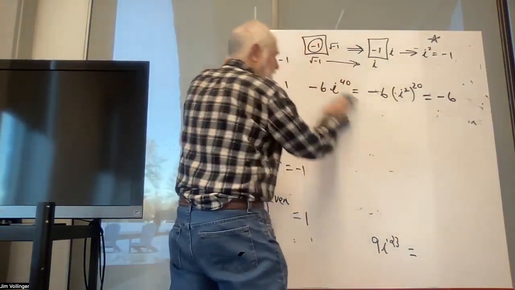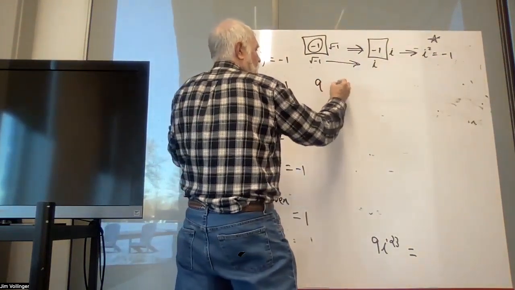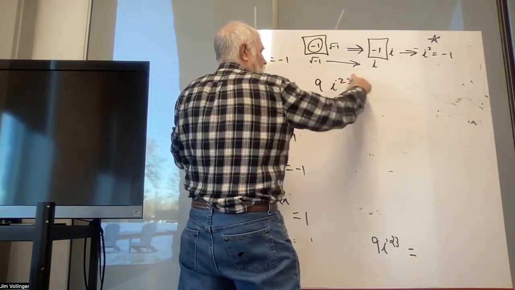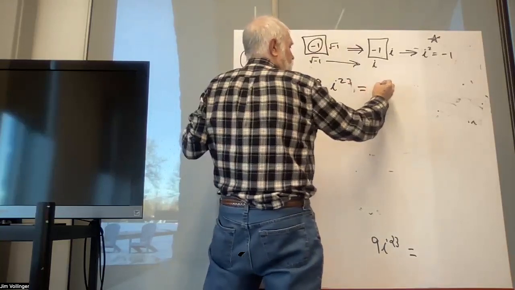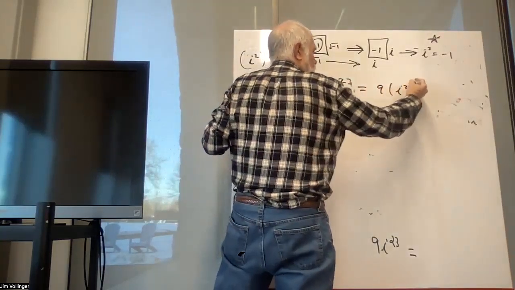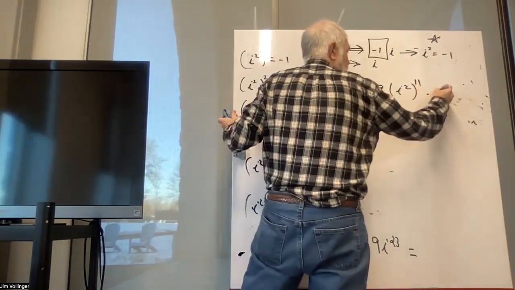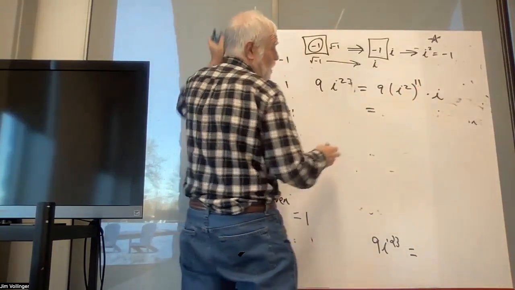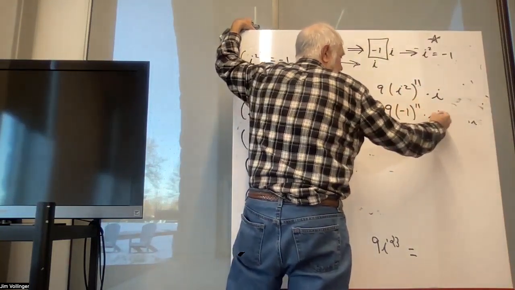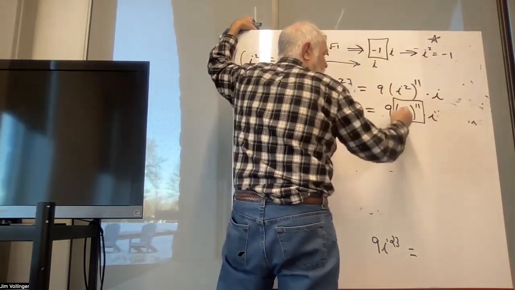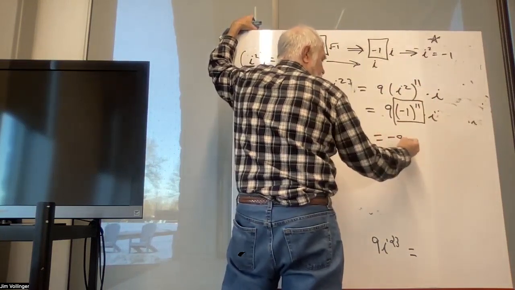Now we'll try 9i to the 23rd. Like I said, I'll leave that in parentheses, which is equal to 9 times i squared. 11 times gets me to 22, times i, which is equal to 9 times -1 to the 11th, times i. That quantity is -1 to an odd, so it's -1 times 9 times i, which is -9i.